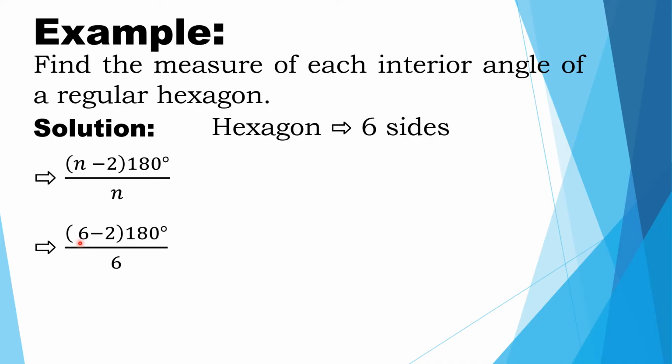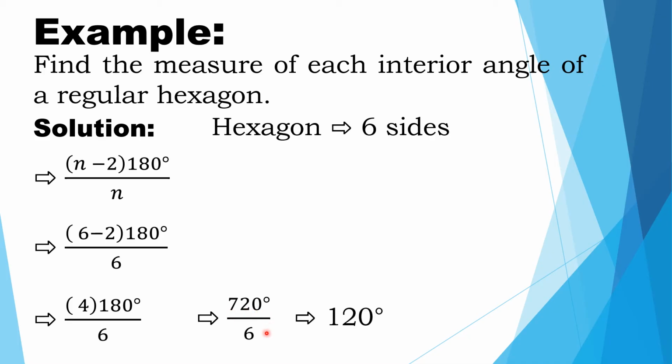The quantity of 6 minus 2 times 180 degrees divided by 6. 6 minus 2 is equal to 4 times 180 degrees divided by 6. 4 times 180 degrees is equal to 720 degrees divided by 6 is equal to 120 degrees. The measure of each interior angle of a regular hexagon is 120 degrees.